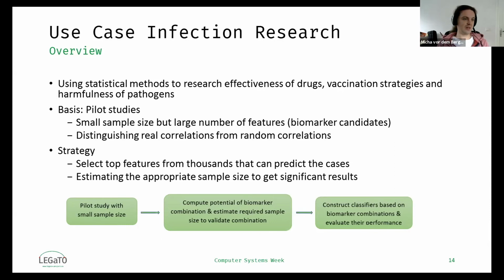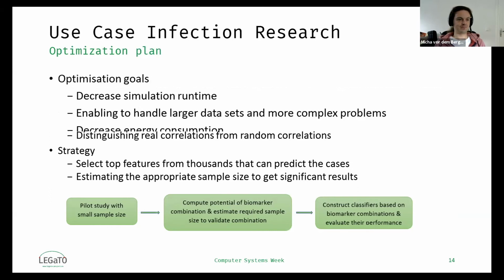The basis is always that we have some pilot studies with very small sample size, but a large number of features, which are usually biomarker candidates. And then we want to distinguish real correlations from random correlations. So we want to find out whether there's real data in the metadata sets. Our strategy is to select the top features from thousands that can predict the case, and then estimate the appropriate sample size that we need to get significant results.